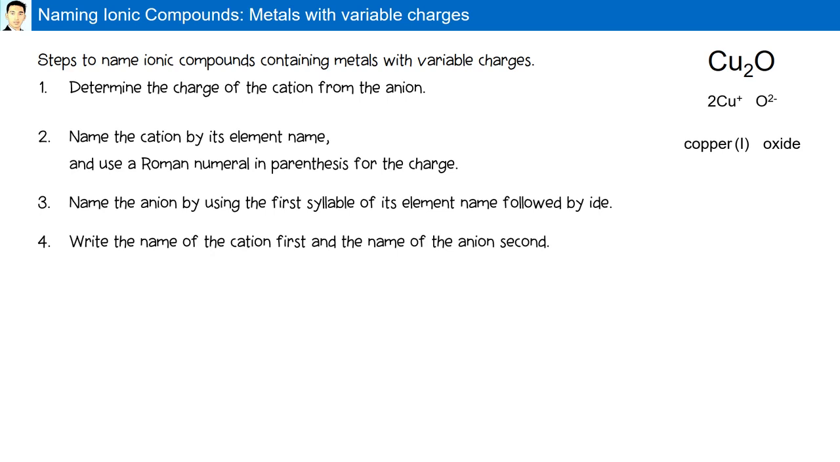In this case, the oxygen becomes oxide. Finally, we write the name of the cation first and the name of the anion second. Here we have copper(I) oxide. Key note: copper(I) oxide is written as Cu2O. The 2 does not denote what's in the parentheses. The 2 just implies how many copper atoms are present.